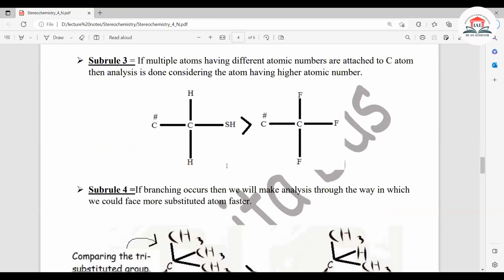ওকে, এখানে দেখ, If multiple atoms having different atomic numbers are attached to carbon atom, then analysis is done considering the atom having higher atomic number. So in this case, there are 2 hydrogen and 1 sulfur, and in this case 3 of them are fluorine. So there could be a little bit of confusion. Should I consider এখানে তিনটে fluorine আছে, or should I see that there is 1 sulfur? So how will you determine?